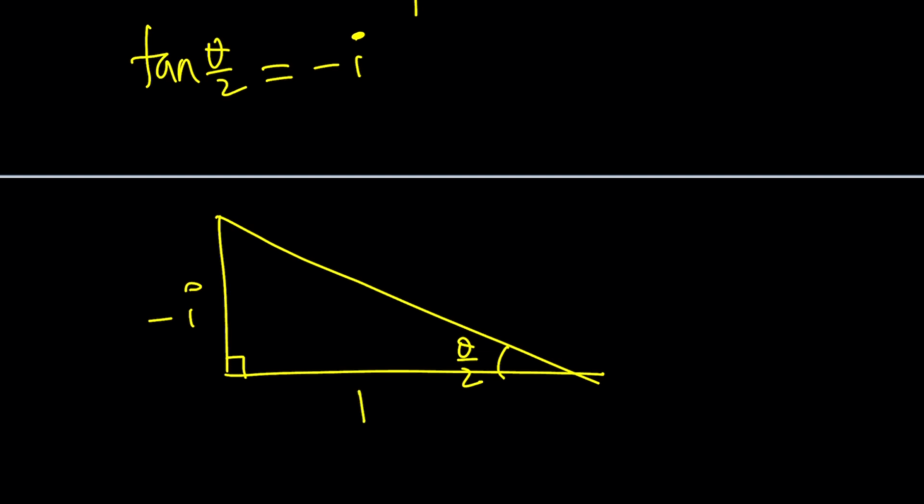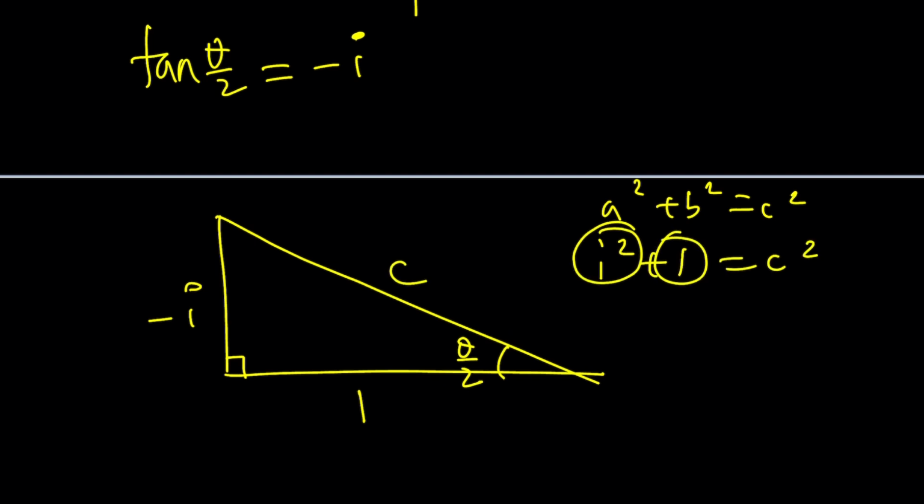From the Pythagorean theorem, a squared plus b squared equals c squared. i squared plus 1, let's call this c, equals c squared, but i squared is negative 1. This becomes 0, so c is 0. Okay, great. Awesome. You weren't expecting that, right? A right triangle with 0 hypotenuse. Of course, that doesn't exist.